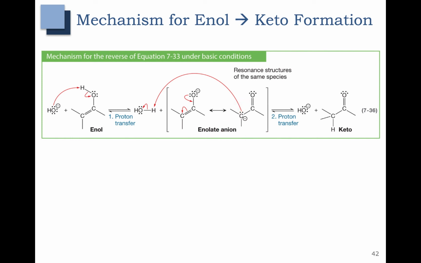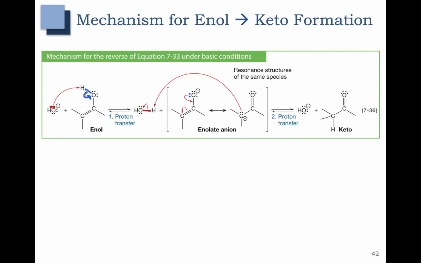Let's follow the electrons. So we have our red lone pair over here on hydroxide, forming a new oxygen-hydrogen bond. The hydrogen-oxygen bond comes down to form a blue lone pair. So that's our first step. Lone pair on hydroxide becomes an oxygen-hydrogen bond, and the hydrogen-oxygen bond on the enol comes down to the oxygen to form a blue lone pair.